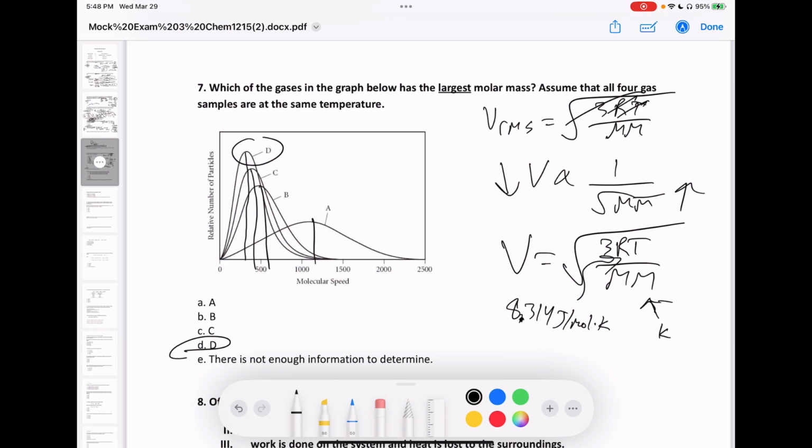This molar mass is going to be in kilograms per mole. So molar masses on the periodic table are given in grams per mole. So you just need to divide that value by 1,000, and you'll have your molar mass in kilograms per mole, because there are 1,000 grams in a kilogram.